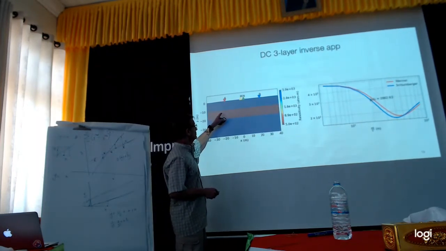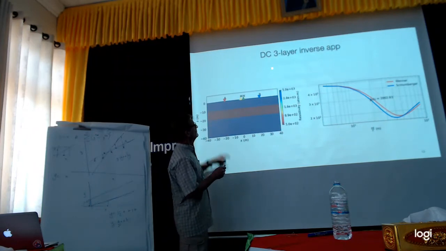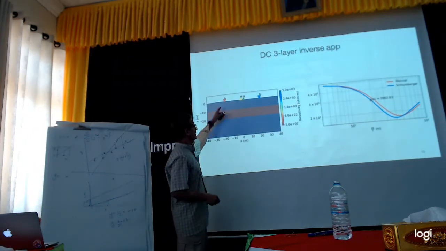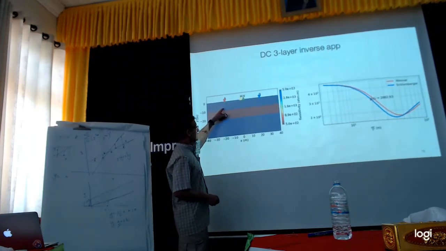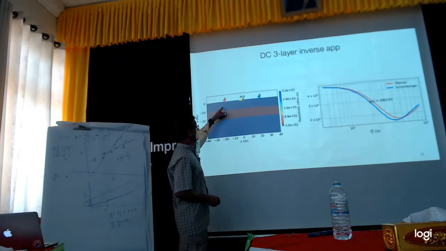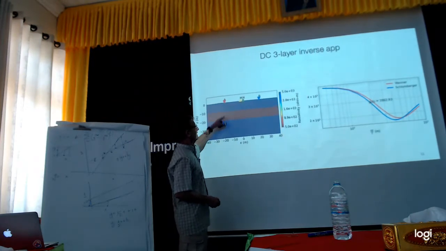So here's the 3-layer inversion app. One of the examples that you'll work with is a layered earth like this. So it's a conductive layer in a resistor.